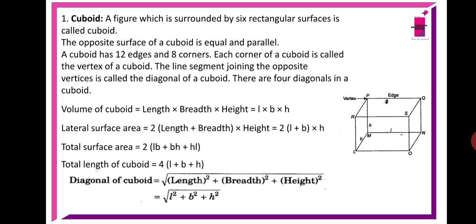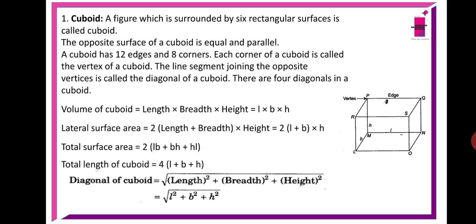A figure which is surrounded by 6 rectangular faces is called a cuboid. The opposite surfaces of a cuboid are equal and parallel. A cuboid has 12 edges and 8 corners. Each corner of a cuboid is called a vertex. The line segment joining opposite vertices is called the diagonal of a cuboid. There are 4 diagonals in a cuboid.